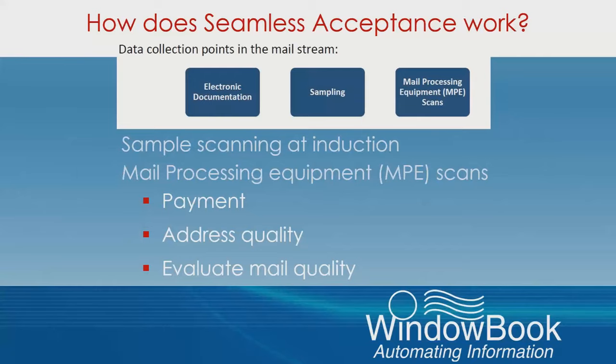So how does it do this, you might ask? Well, by comparing the information that's submitted in that electronic postage data, or EDOC, to the mail piece characteristic data that's obtained during processing of the mail, and it's obtained by scanning those barcodes. So Seamless Acceptance uses sample scanning at induction and also what's called mail processing equipment, or MPE scans. And those are, of course, on the processing equipment that the Postal Service uses to further process and sort the mail. And these scans are used to evaluate address accuracy, mail quality, and postage payment.